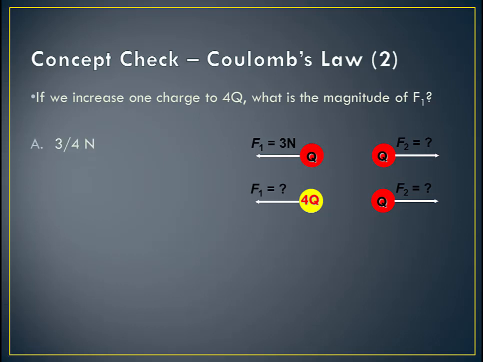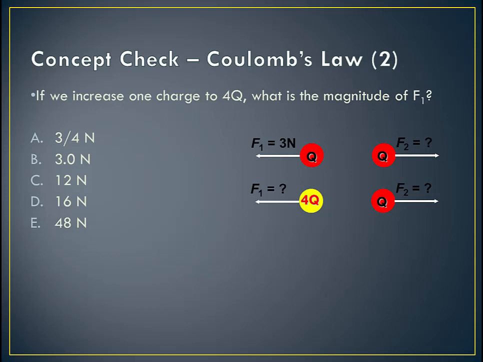Is it A? There would be 3/4 of a newton. Is it B? There would be 3.0 newtons. Is it C? There would be 12 newtons. Is it D? 16 newtons. Or is it E? 48 newtons. And the correct answer is going to be C. There will now be 12 newtons of force acting to the left and to the right. So the simple way to think of this is just, there's 4 times more charge here, so there's going to be 4 times more force.